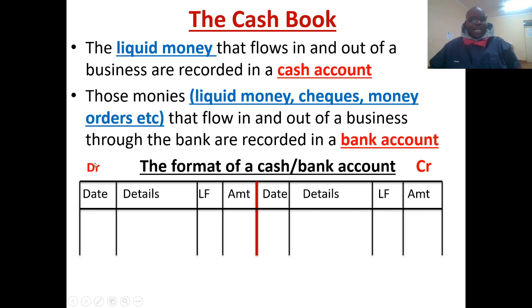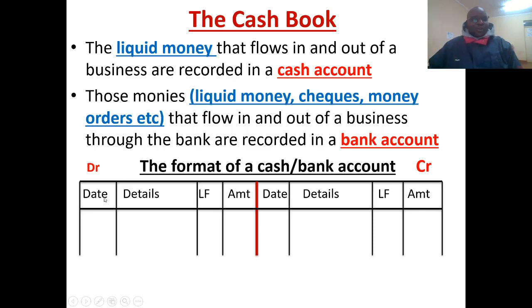The format of a cash or bank account. On the left hand side, we have the DR or debit side. On the right side, we have CR or credit side. In each side, from this red line at the middle, where we form a T, on the left hand side, we have the date, details, ledger folio, and amount, either in shillings, dollars, or whatever currency. These columns are also repeated on the right hand side, that is on the credit side. That is the date, details, ledger folio, and amount.